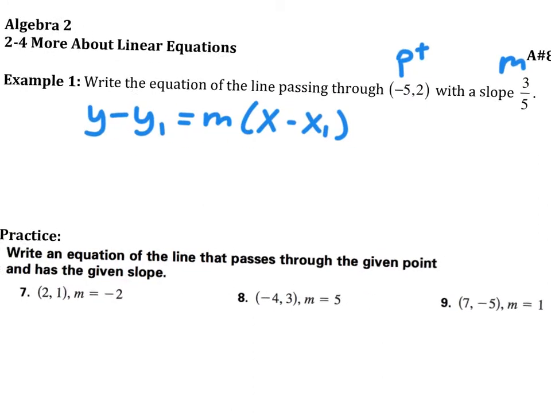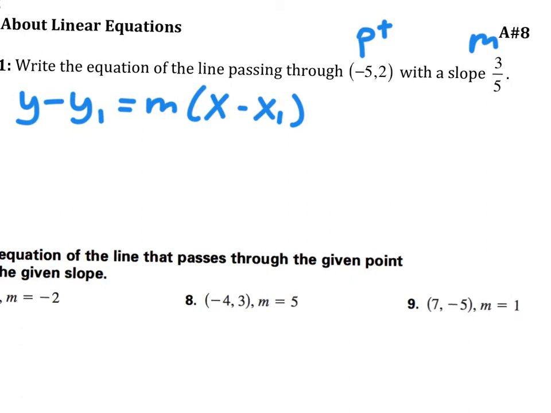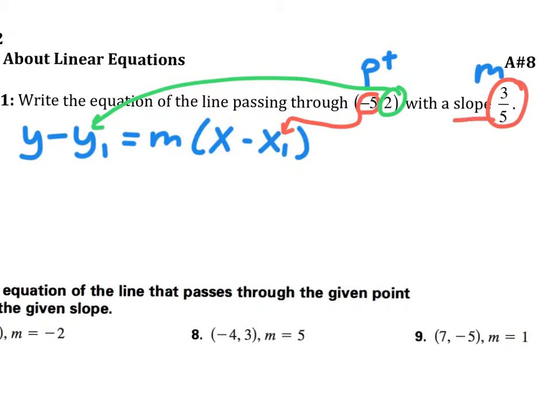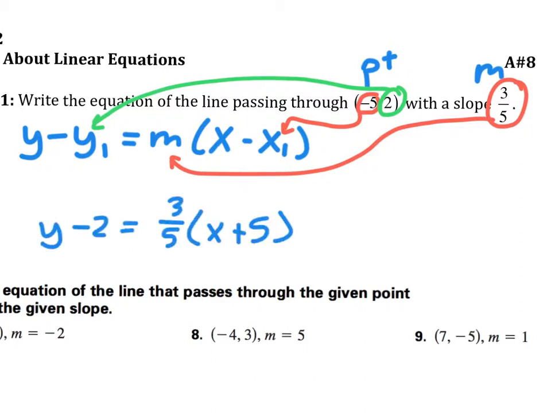And all I have to do is substitute things in. Notice that this right here, the negative 5, is my particular point. That's my x1. And the 2 is my y1. And lastly, my slope is 3/5, and all we do is substitute in. All right, so like I said, all we do is substitute in.